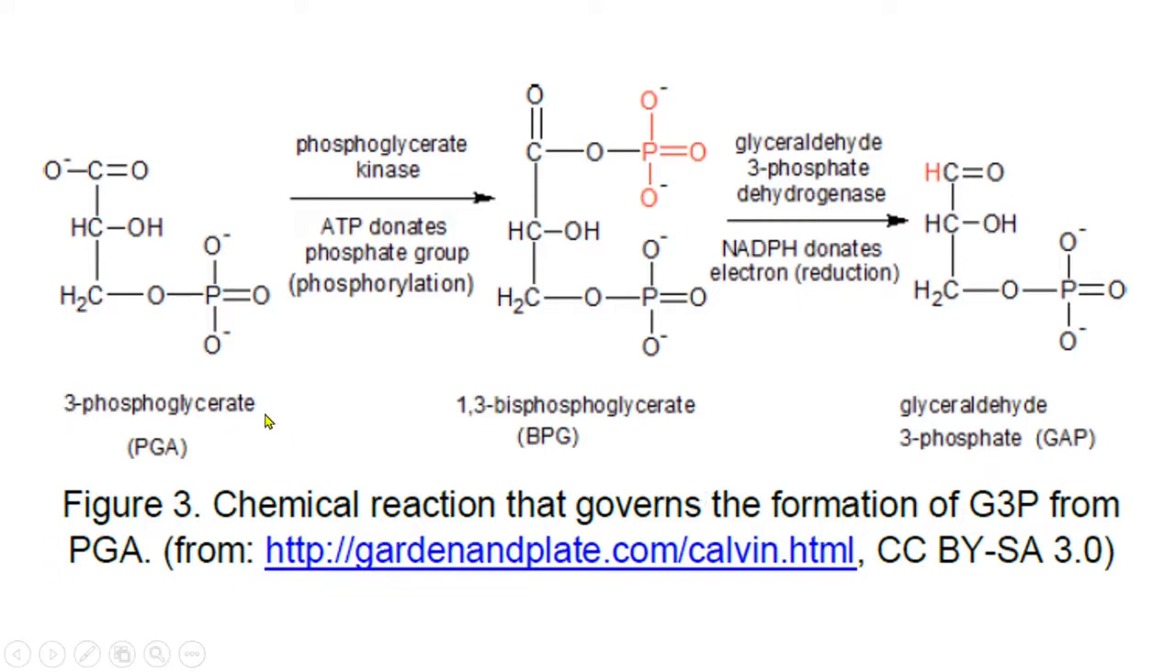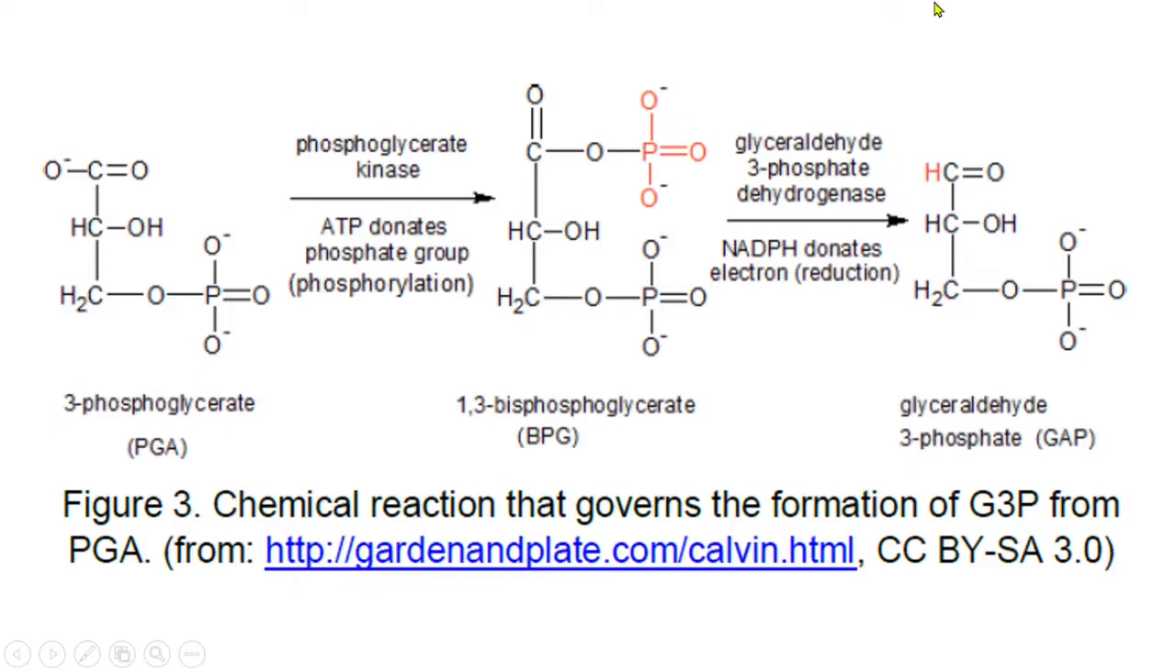You have here the 3-phosphoglycerate with carbon 3 containing the phosphate group over here, and then a phosphate will be added on the first carbon. So you now see it here, and this is the change that happens. This energizes the molecule even more, becoming 1,3-bisphosphoglycerate. And then the phosphate will now be removed with the addition of the hydrogen from the NADPH.